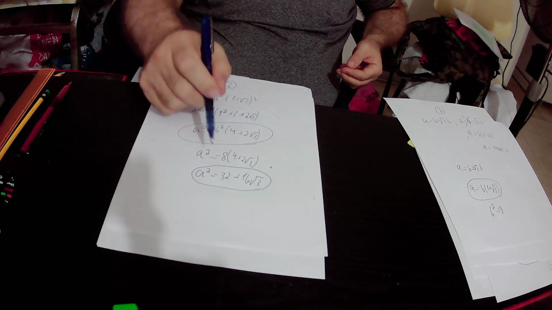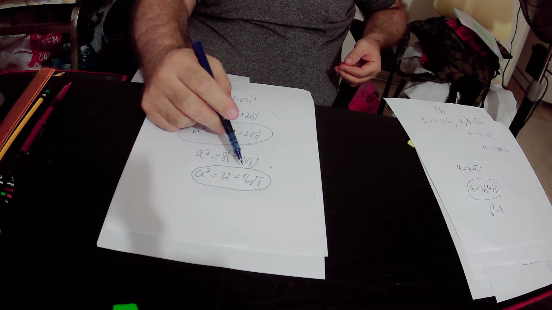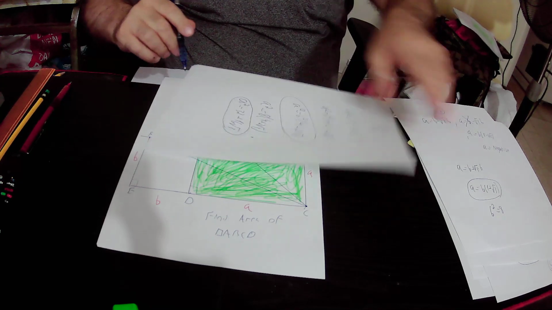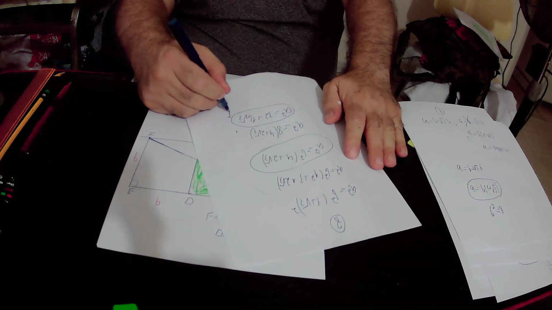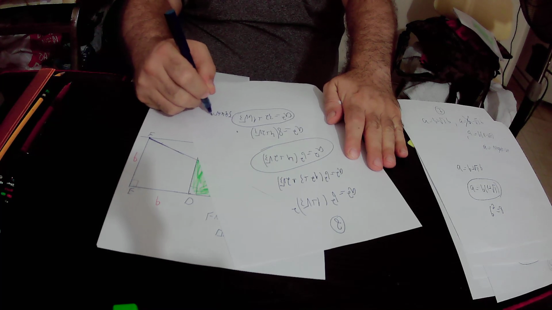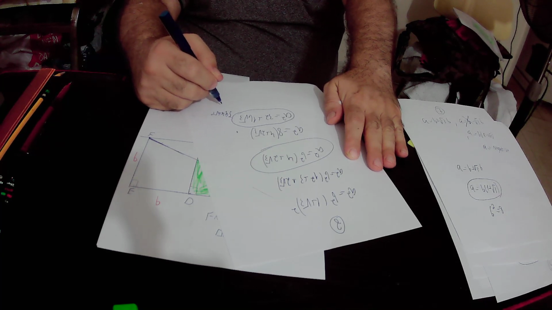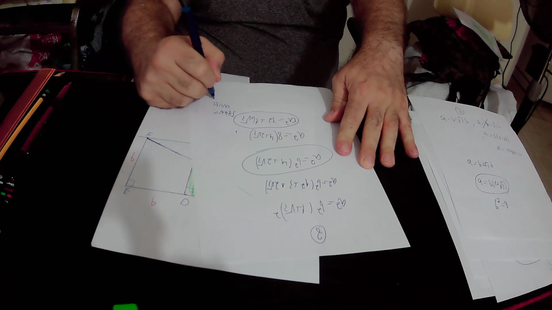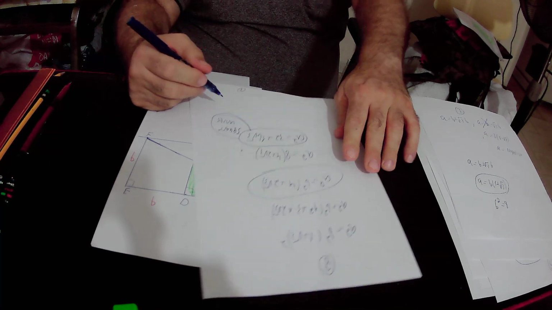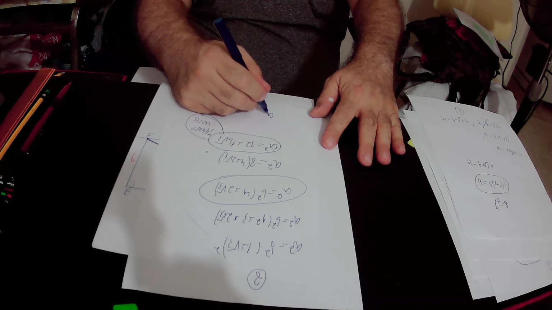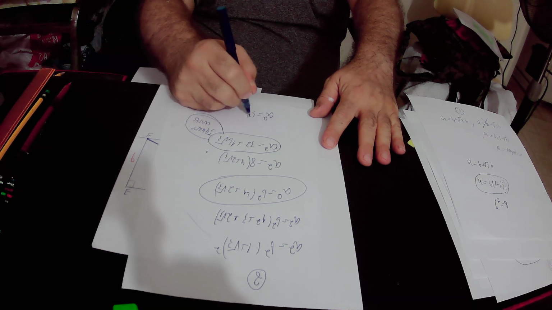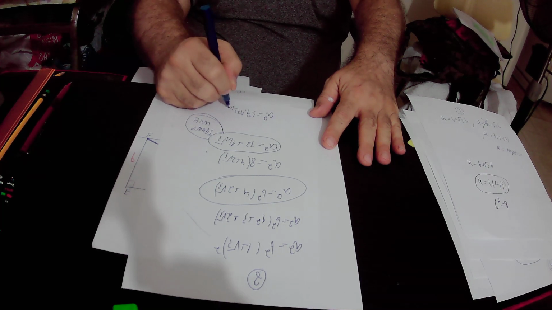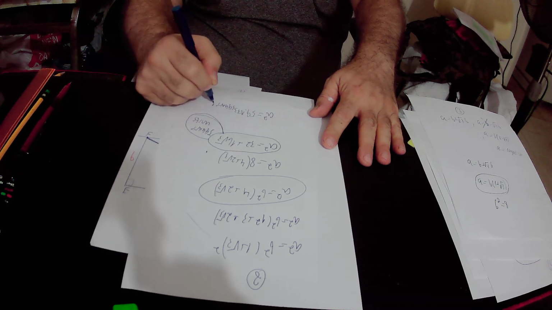So we got that A square equals 32 plus 16 times root 3, and actually it is in square units. That is the area of the green square. Or in terms of numbers, A square equals 59.713 square units.